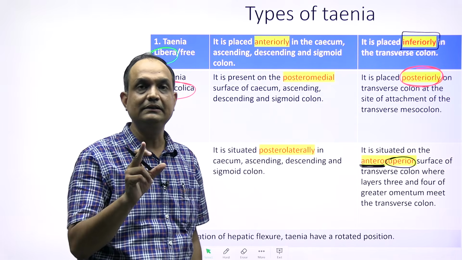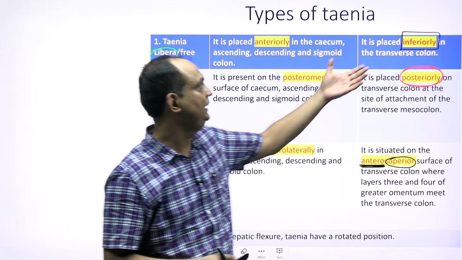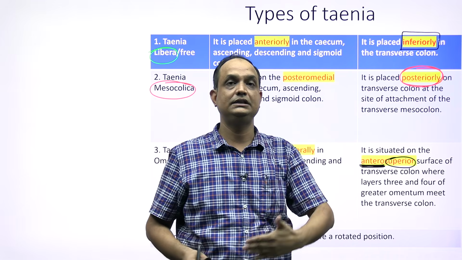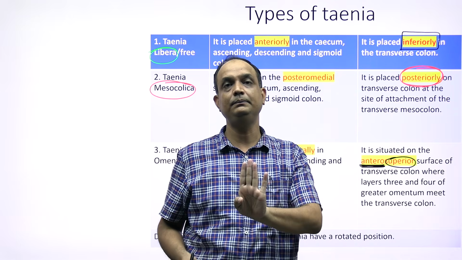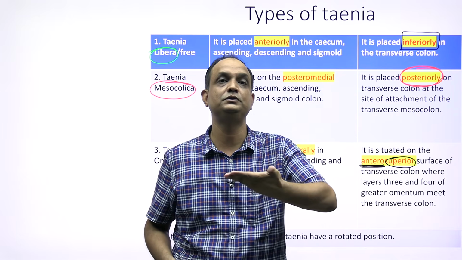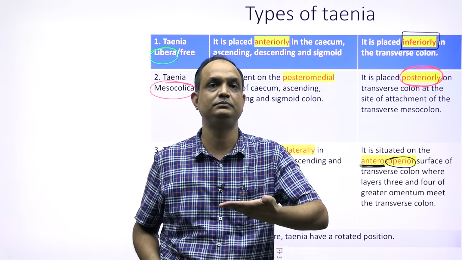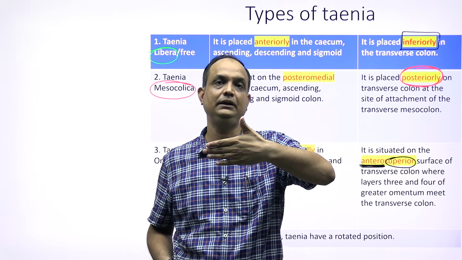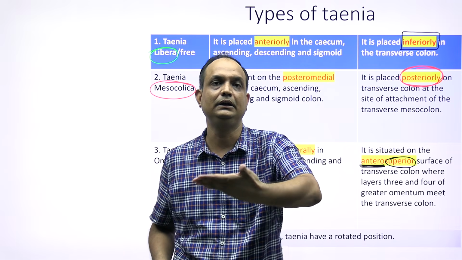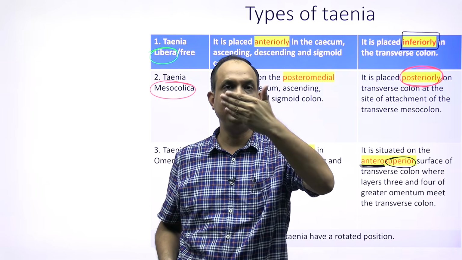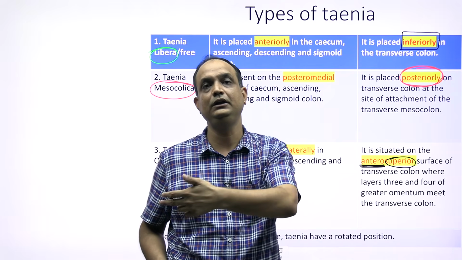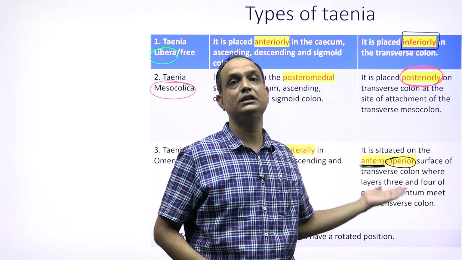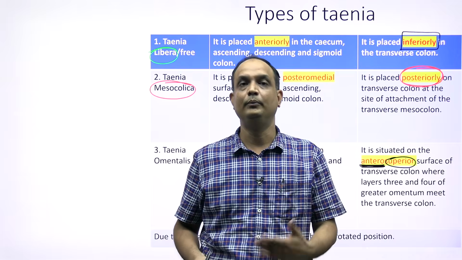So again, please understand this thing. One Taeniae on the transverse colon is attached inferiorly, which is free. One is posterior because it provides attachment to the posteriorly placed mesentery, which is known as mesocolon. One is superior, more anterosuperior, because the omentum will go from the anterior side and then it will hang downward. So anterosuperiorly you will have the Taeniae known as Taeniae omentalis.